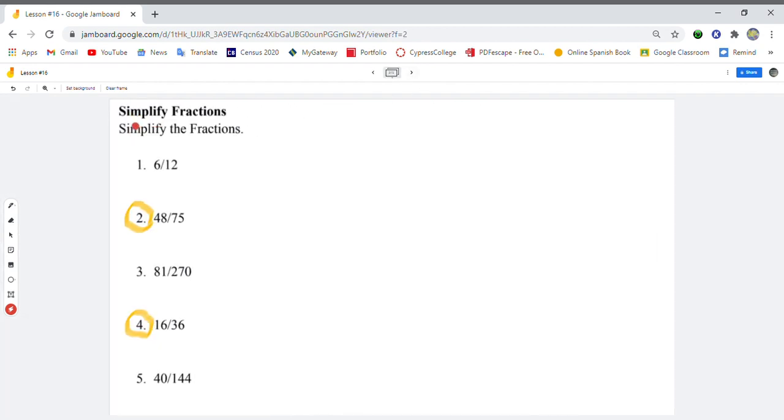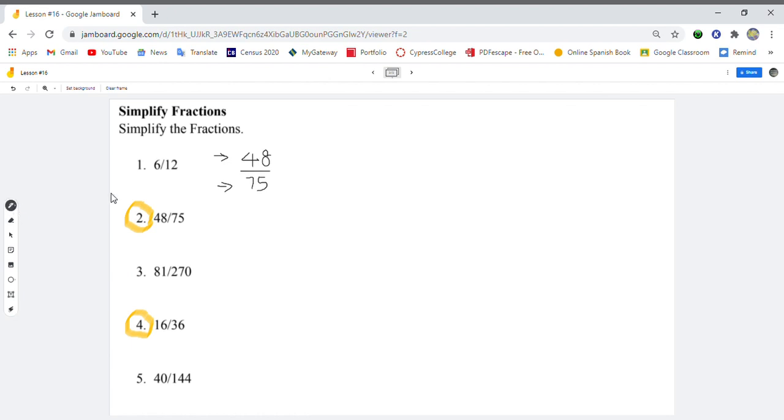The next one is where we're going to be simplifying fractions. So we're going to go over number 2 and number 4. Number 2 says 48 over 75. To simplify fractions, we have to find the GCF of both the numerator and the denominator, and then we're going to divide the numerator and the denominator by that GCF.